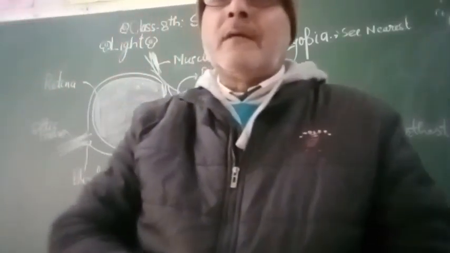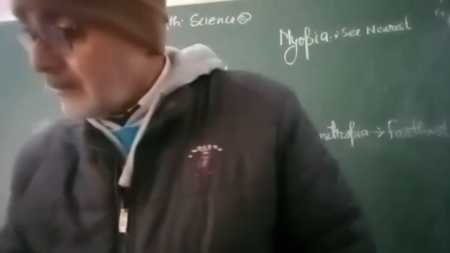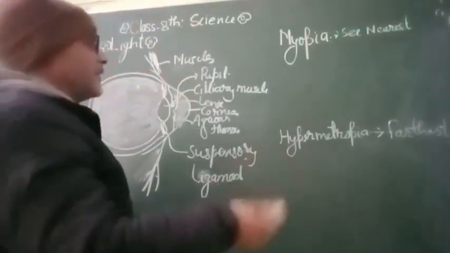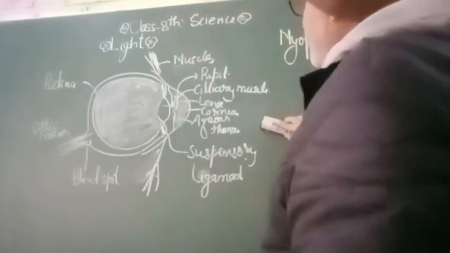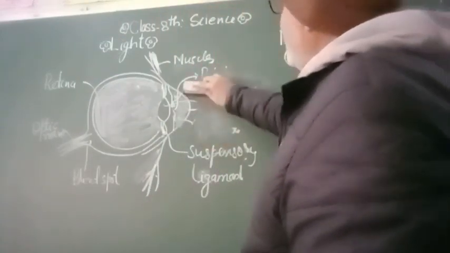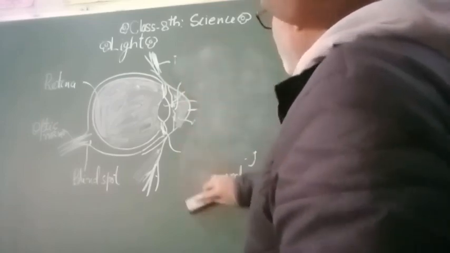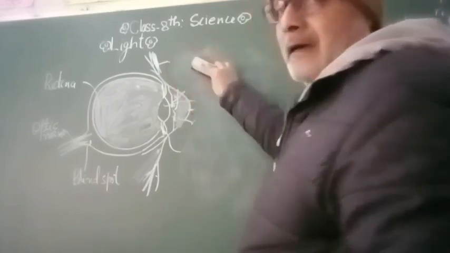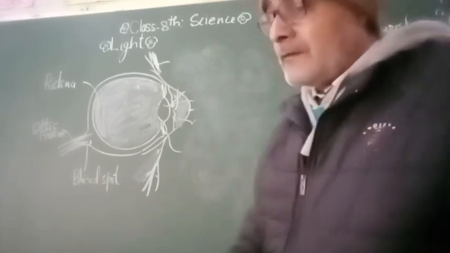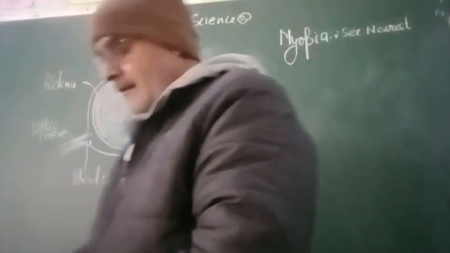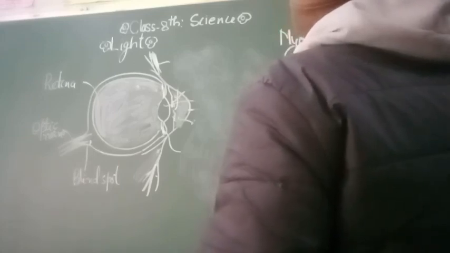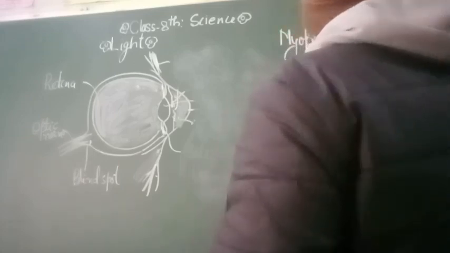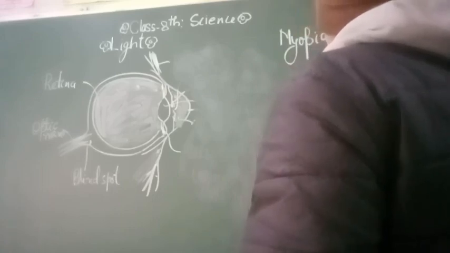Today in this video I would like to take the correction of the myopic eye. How does the myopic eye get corrected? So I will utilize this diagram. You will see the diagram of this eye, and here let us see how this will be corrected. Suppose this is an eye, which is having a lens like this.